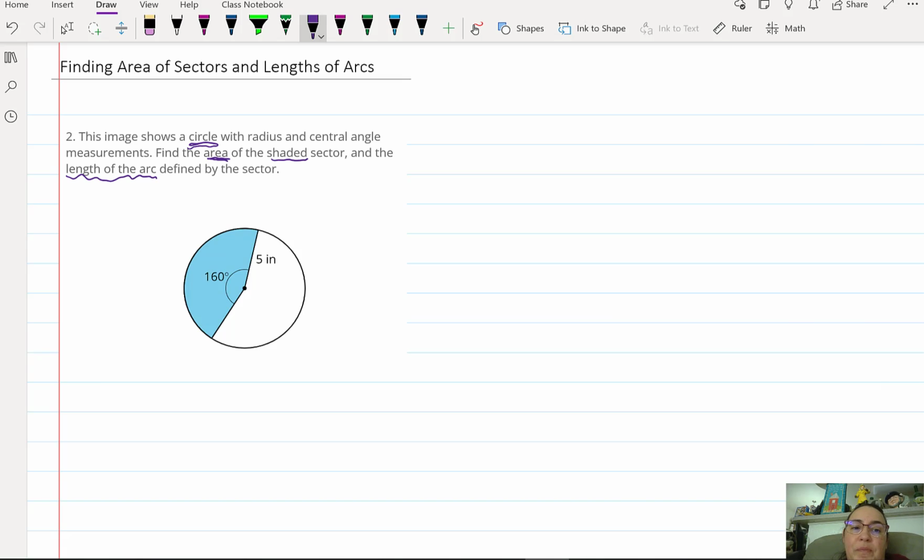defined by the sector. When we talk about an arc defined by a sector, what this means is the arc whose measure is the same as the central angle for the sector.